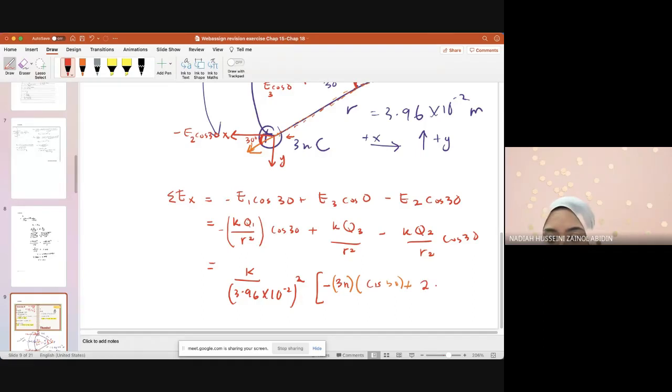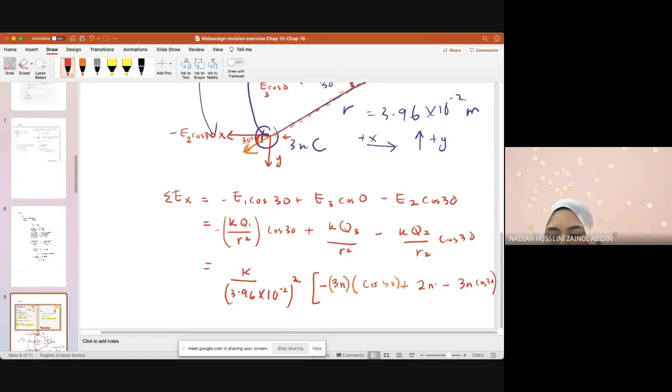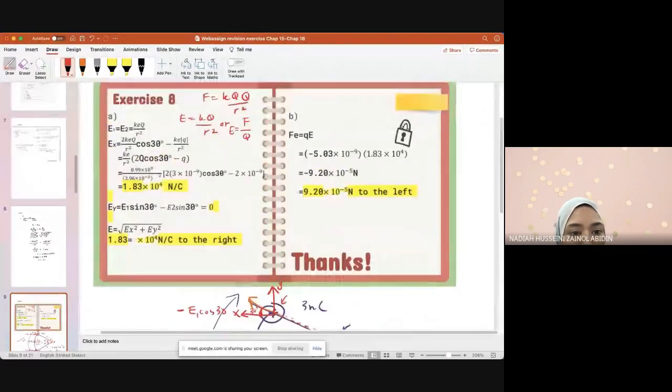Then this is positive 2 nanocoulomb, and then this is -3 nanocoulomb cosine 30. So let's just times it with a 2 if we are lazy. Or tak lazy pun tak apalah. Okay. 3 nanocoulomb, -3. So patutnya akan samalah dengan Danish punya X component minus Q. K over R squared, factor out, betul. 2Q cosine 30 minus Q.